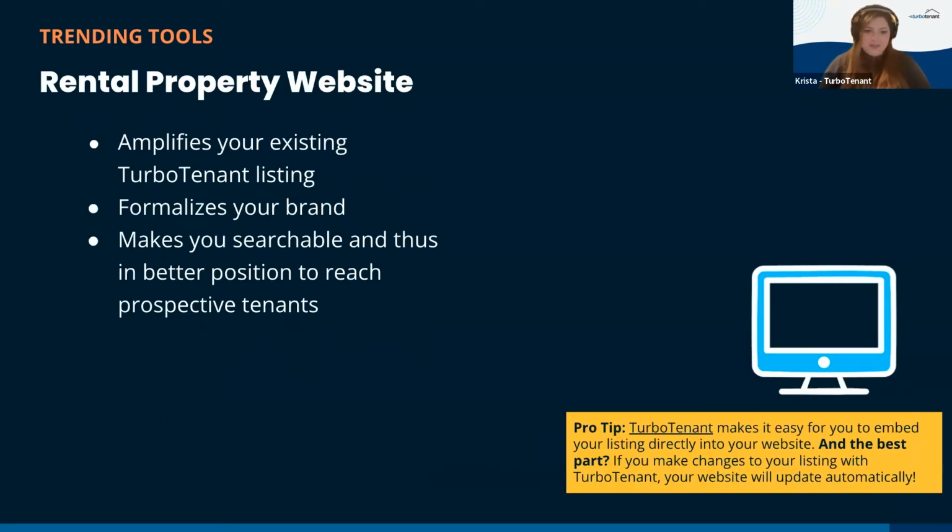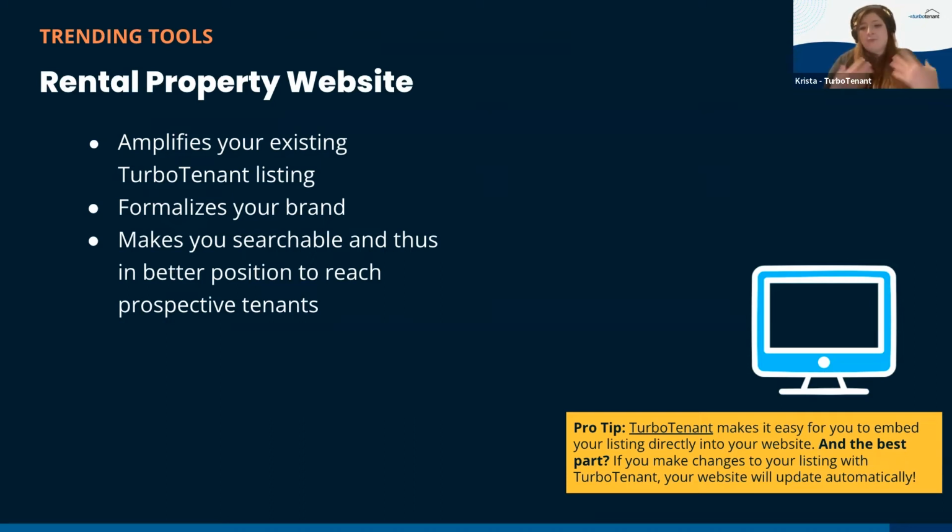All right. Another tool that you need in your arsenal is going to be a rental property website. So think of this as a supplementary step to your online marketing with TurboTenant. We handle posting your listing to apartments.com, Apartment List, Redfin, Zumper, PadMapper, and a bunch of other ones. But by building your own website, you amplify your efforts and can create a lasting professional impression. It starts to build your brand, in other words.